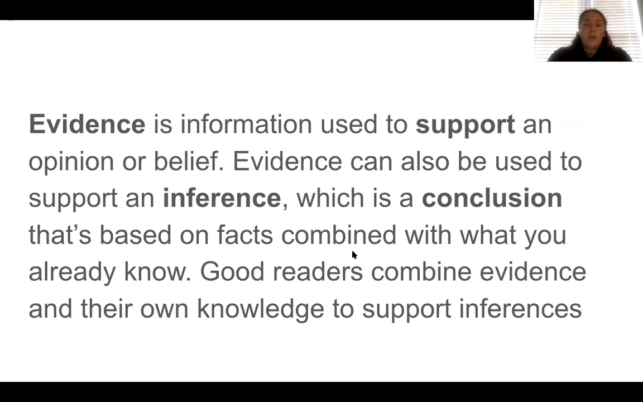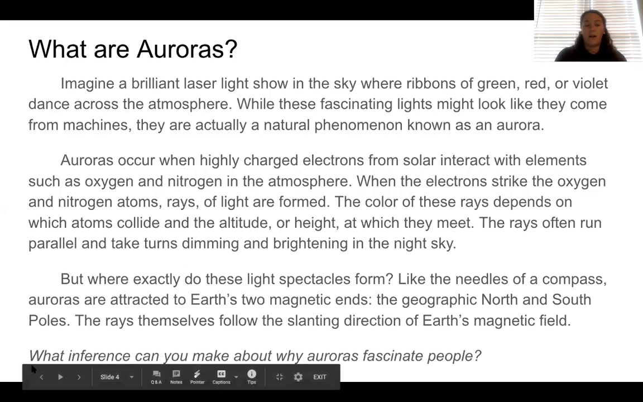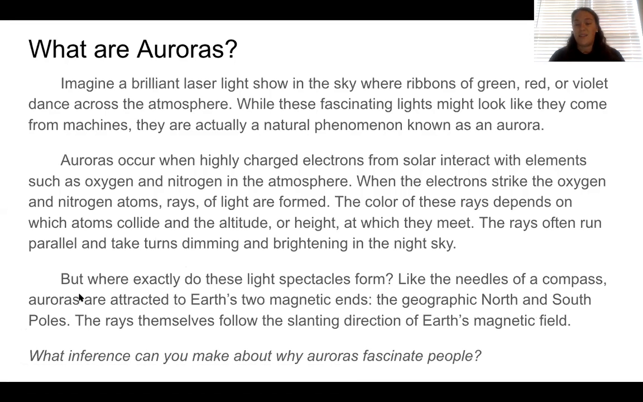So evidence is information used to support an opinion or belief. Evidence can also be used to support an inference, which is a conclusion that's based on facts combined with what you already know. Good readers combine evidence and their own knowledge to support inferences. So we have already been doing this with literary text, and now we're going to start reading informational text, and we're going to apply this standard to informational text. Okay, so what I'm going to do is read through this text, and then do a think aloud, and show you how I would think through this question that's at the bottom. So the question at the bottom says, what inference can you make about why auroras fascinate people?